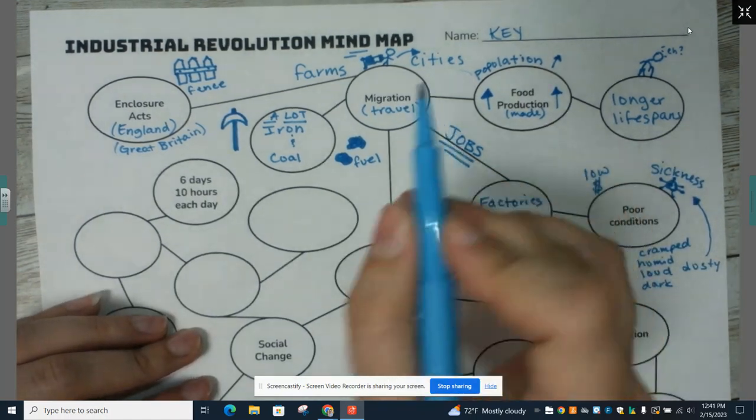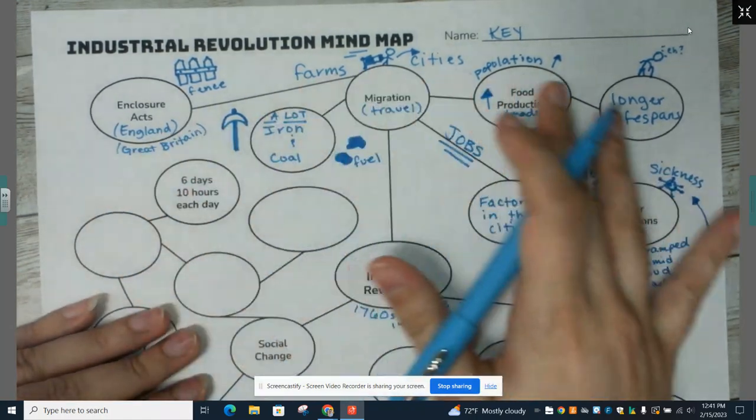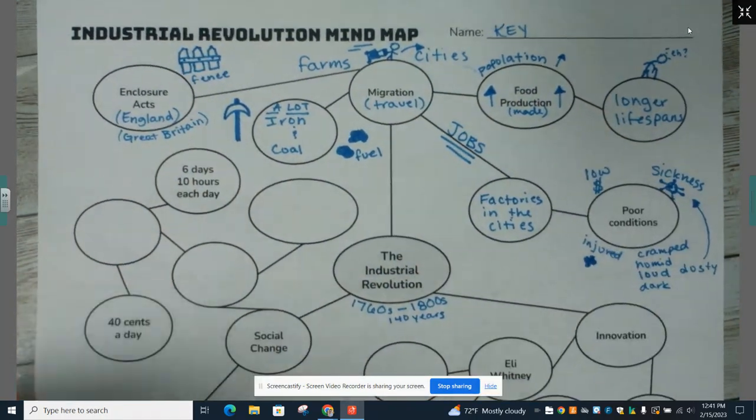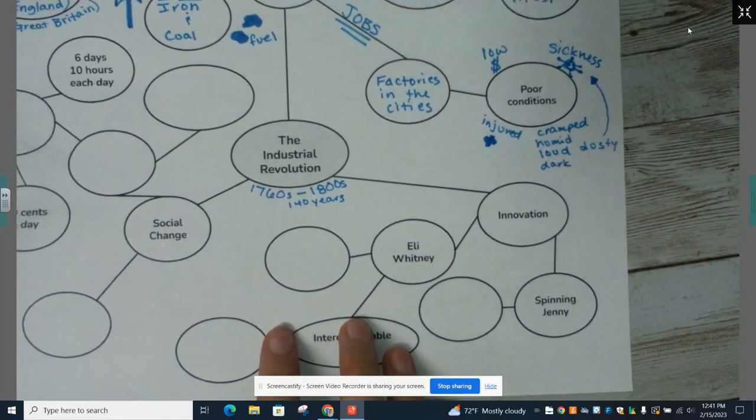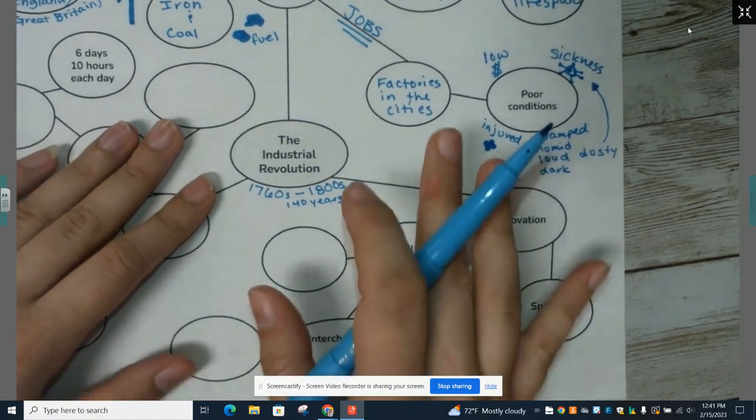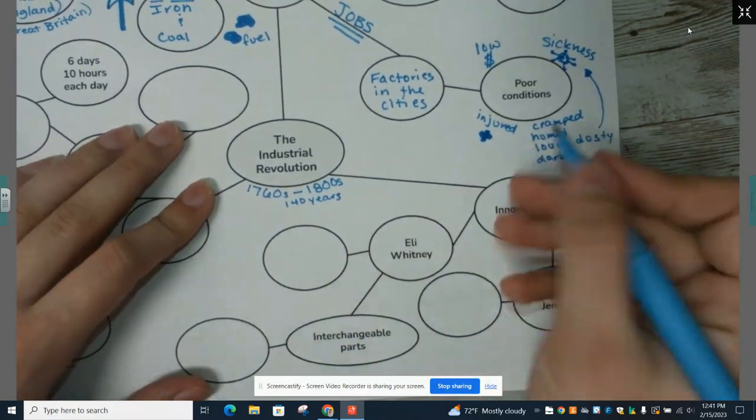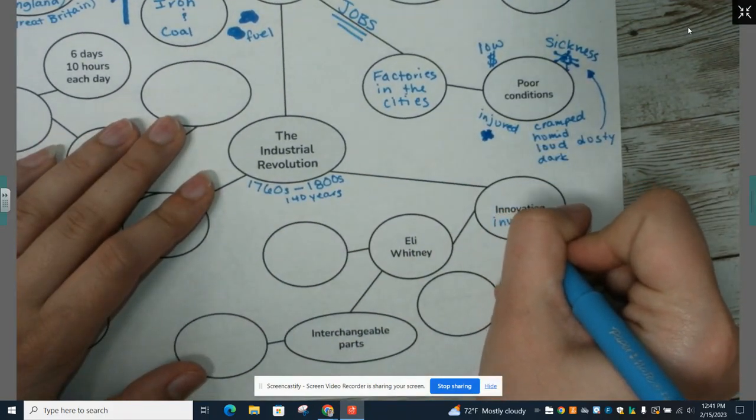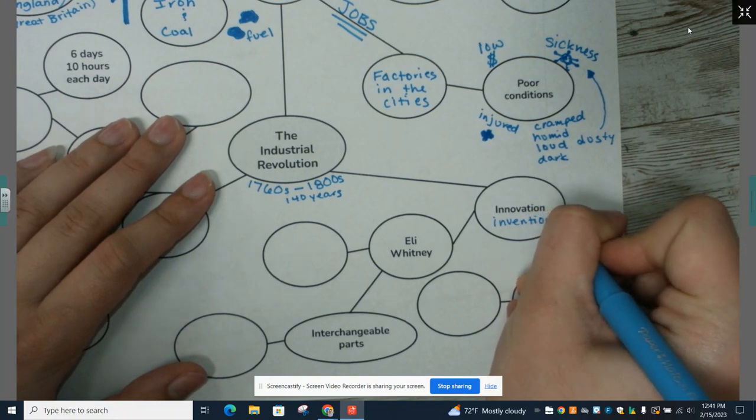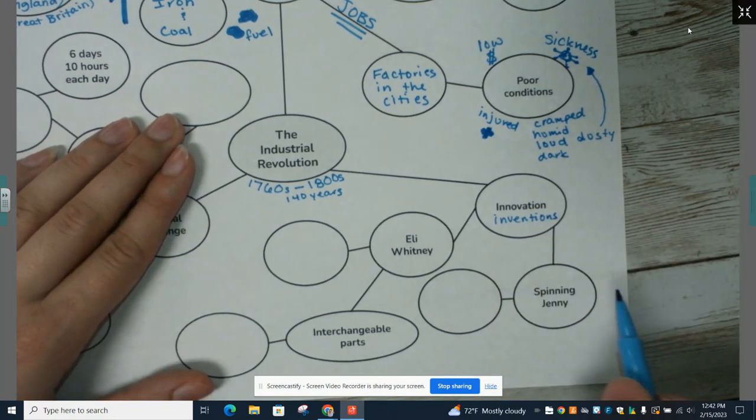All right. So migration. One big key part here, okay? Now, the next big key part, and probably the most important part of the Industrial Revolution, were the innovations or the inventions during this time period. Okay?